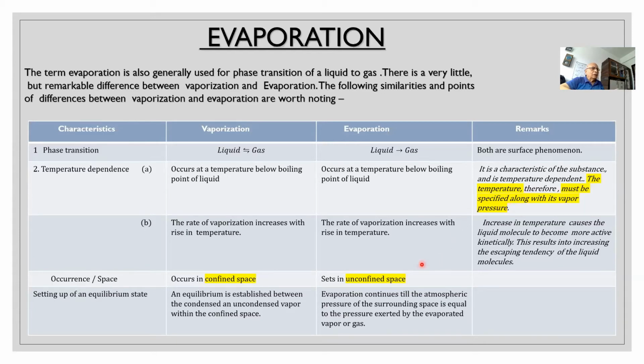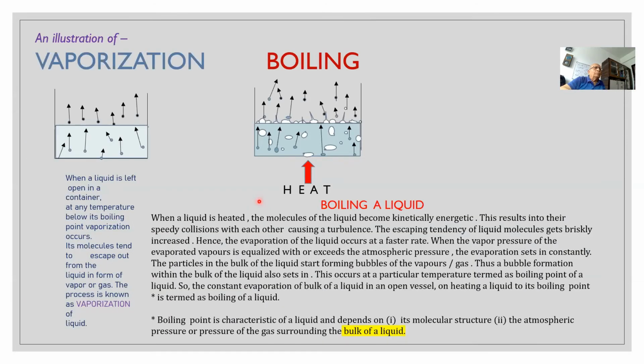And then in this case, an equilibrium is established, whereas in case of evaporation, equilibrium is not established, but it will continue. How long? Till the atmospheric pressure of the surrounding space becomes equal to the vapor pressure of the evaporated gas that is there. So I have given you all these points of differences in tabular form.